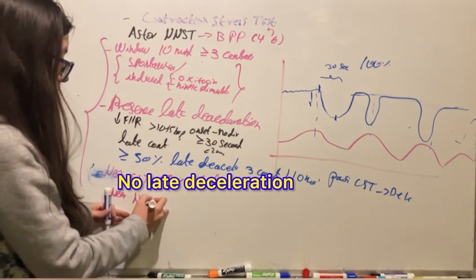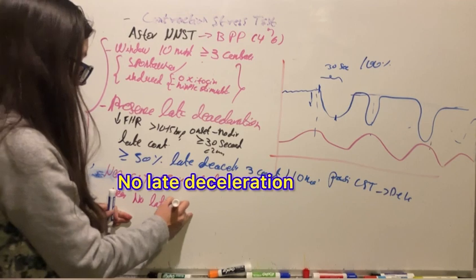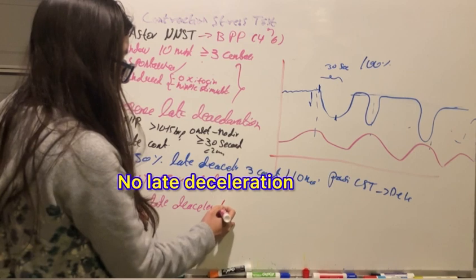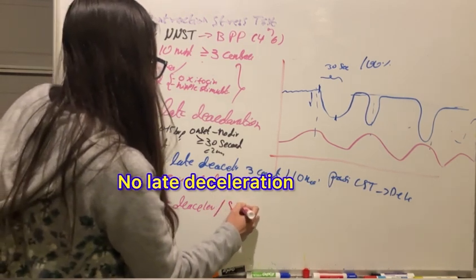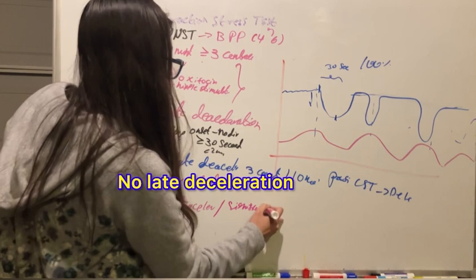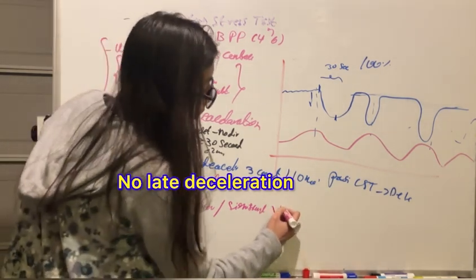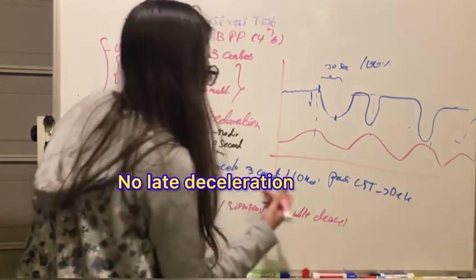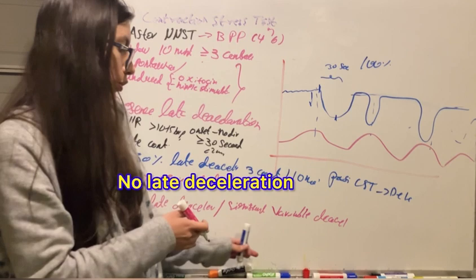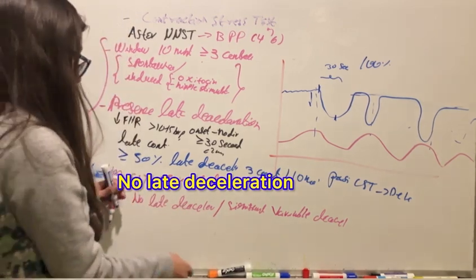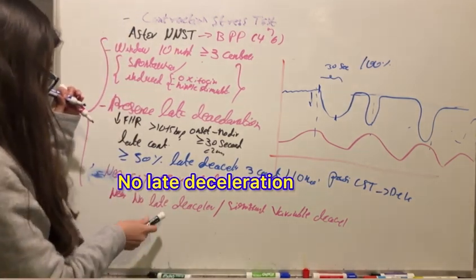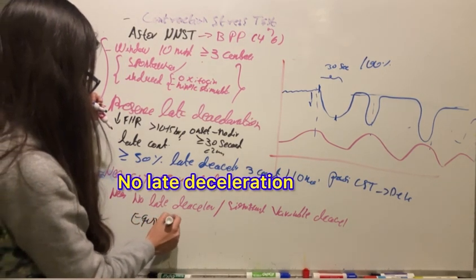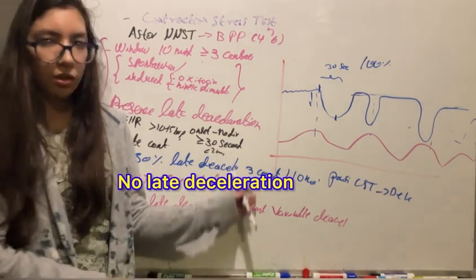we don't have late deceleration nor a significant amount of variable deceleration. We review what is variable deceleration in previous videos. And an equivocal contraction stress test will be what is between these.